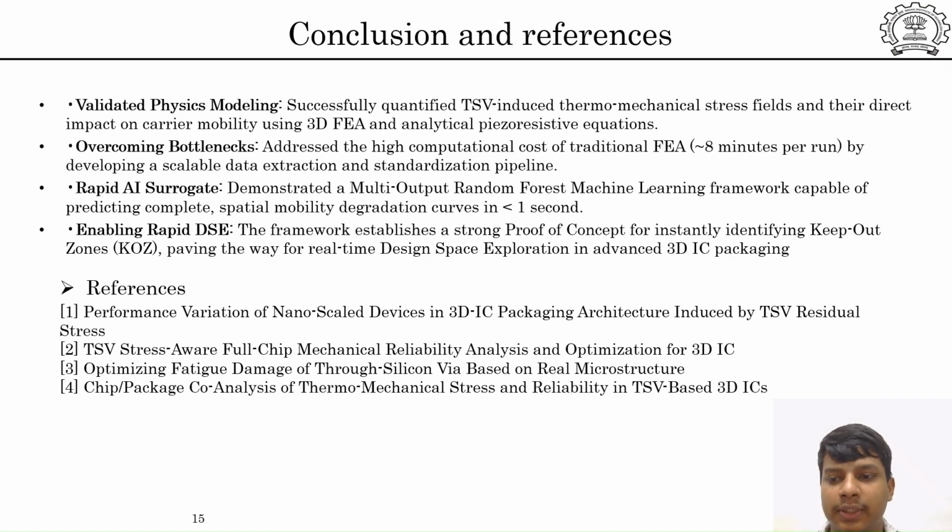To conclude our presentation, we validated the physics modeling. We did the 3D FEA analysis of a complete substrate with TSV and compared the result with the literature, which was quite good. We addressed the bottleneck, that is, the computational time is quite high. We provided the solution: a rapid AI surrogate model that can give the outputs in less than 1 second. That enables rapid design space exploration in advanced 3D IC packaging.